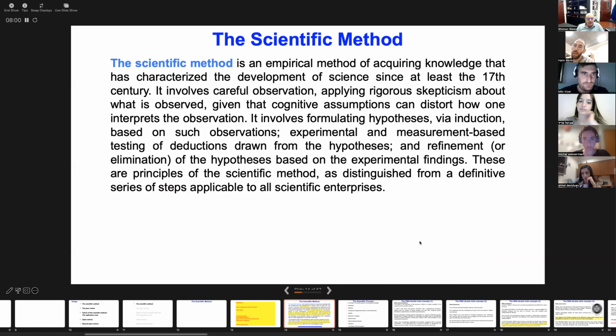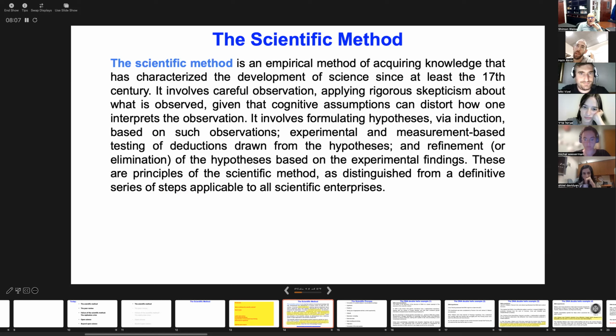So this is taken from Wikipedia. Let me read it to you. The scientific method is an empirical method of acquiring knowledge that has characterized the development of science since at least the 17th century. It involves careful observation, applying rigorous skepticism about what is observed, given that cognitive assumptions can distort how one interprets the observation.